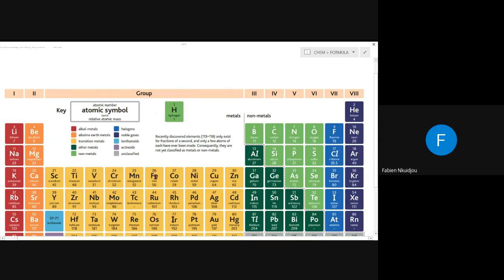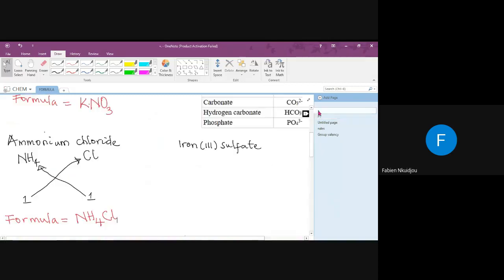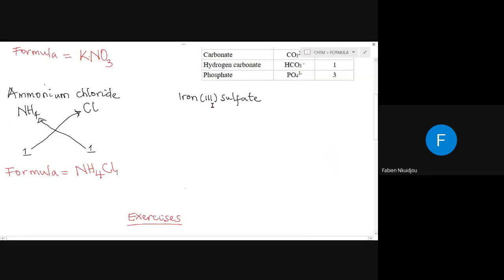Now, iron is neither in group 2, 3, 4, or 5. So what will be the valency for iron? Take note, iron is one of the elements that have more than one valency. So for such elements, the valency to be used is often indicated in parentheses. So if you look at it here, iron 3 chloride, it tells us that the valency for iron we use in this case is 3.